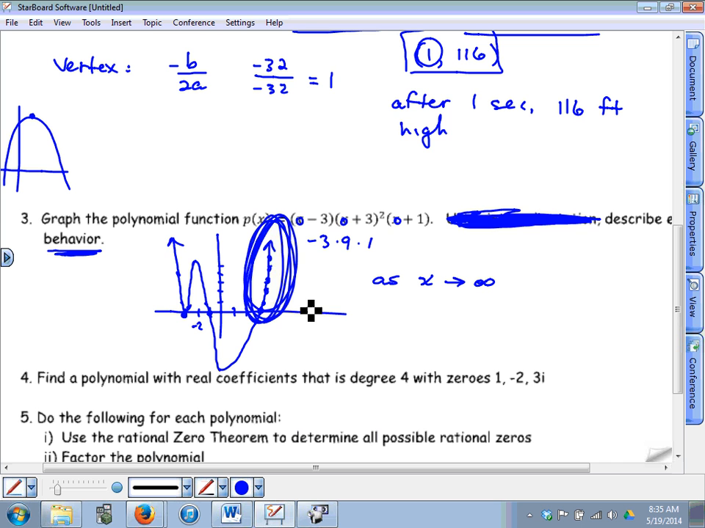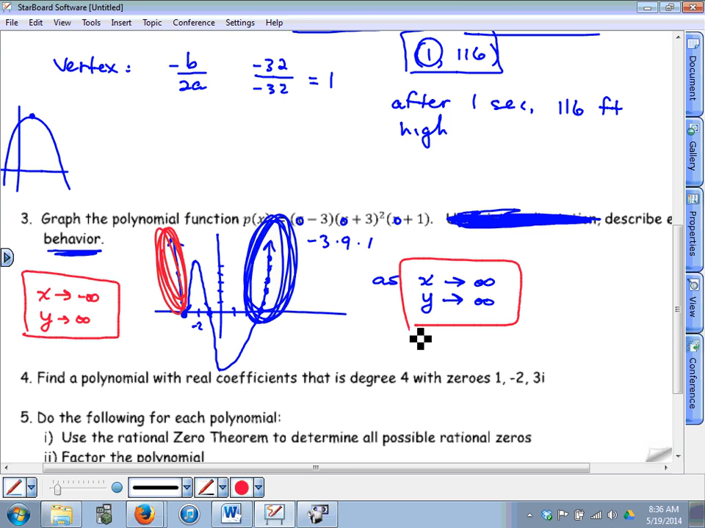X is approaching infinity. X is getting larger and larger, right? Corresponding to that, what is y approaching? Infinity. So that's one piece of the end behavior. How would we describe this other side over here? As x approaches negative infinity, y approaches infinity. That's what it means by describing end behavior.